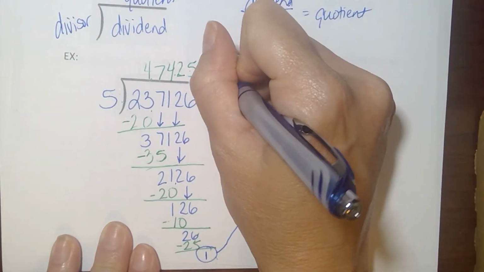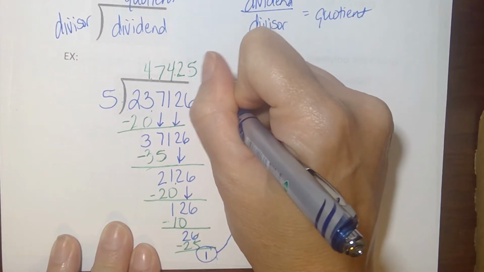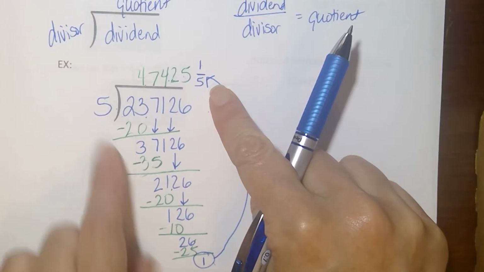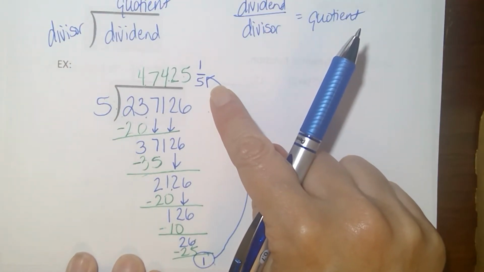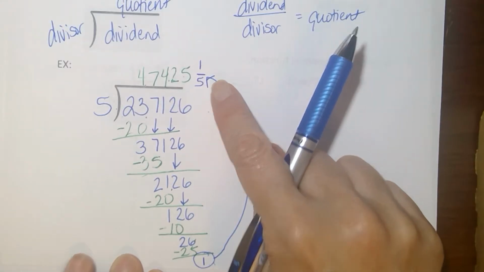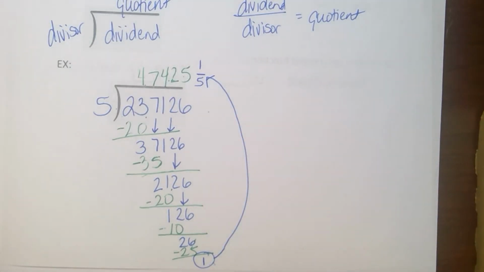My remainder is a positive 1 out of 5 pieces to make a whole. So my remainder goes on top of my divisor to create a fraction. This is the method that we're going to use to deal with remainders when we're doing polynomial long division.